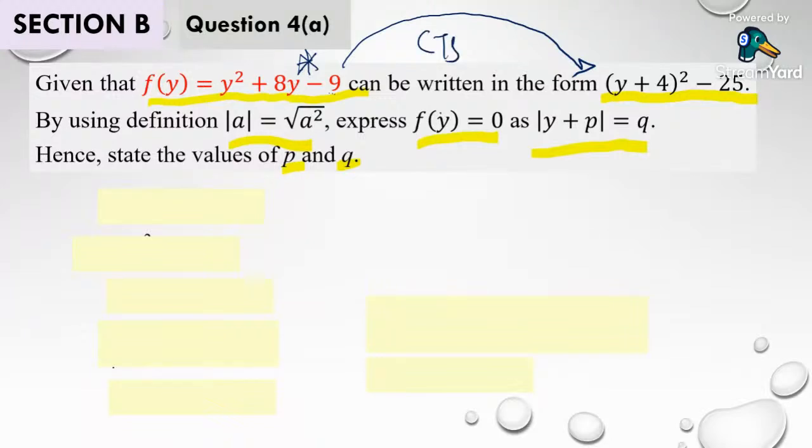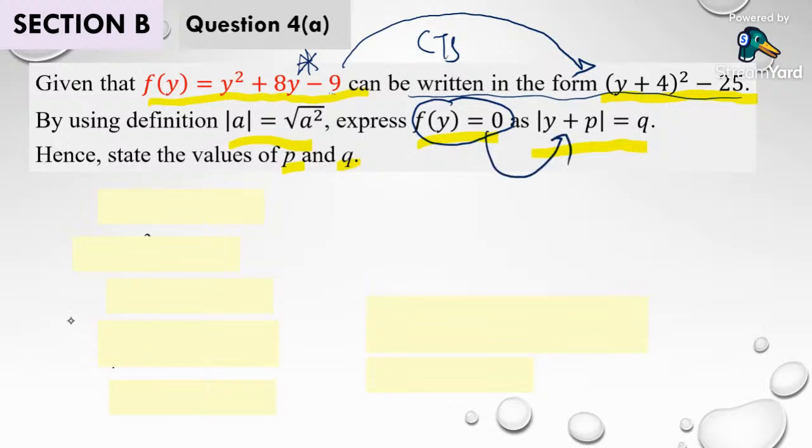But of course, you don't have to do completing the square because the question does not require you to do so. They already tell you the answer. This is the answer. They are equivalent. If you don't believe it, you can expand back and check. It's the same answer. Then what they actually want us to do is express this f(y) here into this form, the modulus form.